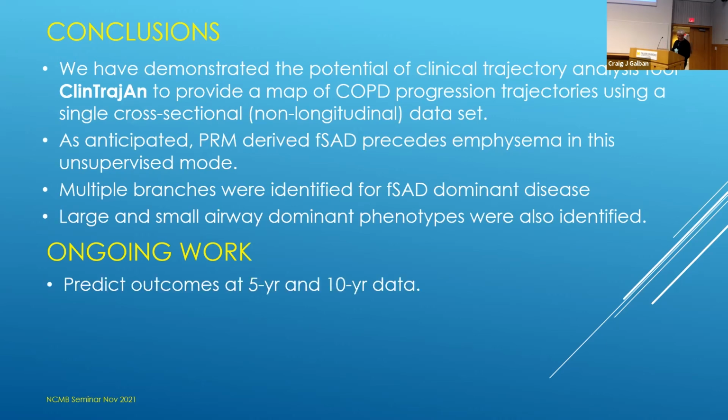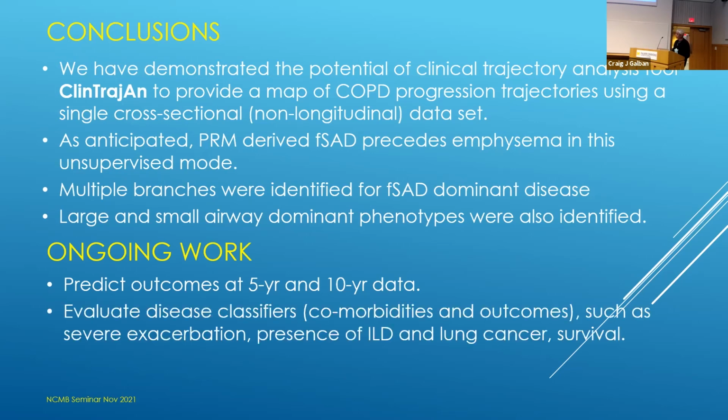Ongoing, because this is COPDGene, and 5,000 cases have 5-year follow-up, and we also have the 10-year follow-up, we're really interested in applying the 5-year data set to our current optimized model to see where they fit in the grand scheme of things, and how they changed over time. Did they follow the trajectory, or did they end up somewhere else?